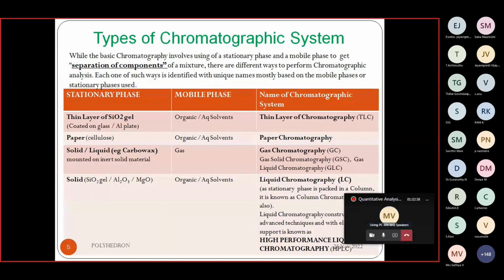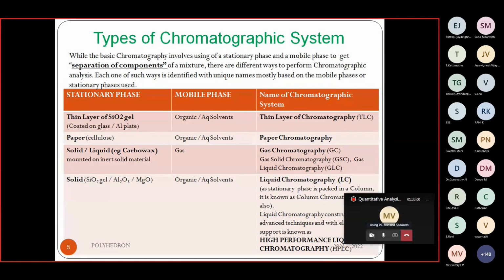In paper chromatography, the stationary phase is paper, and the mobile phase is organic or aqueous solvents. Aqueous solvents means it may be water, it may be ammonia, it may be triethylamine, something like that. And in gas chromatography, the stationary phase is solid or liquid, and the mobile phase is gas.